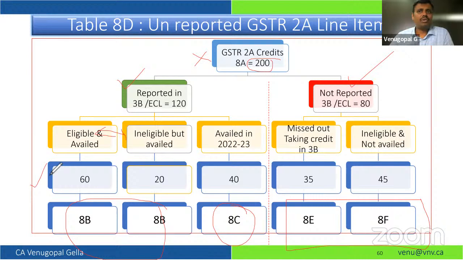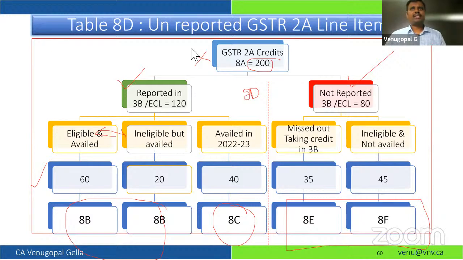You may ask a question: I don't even have a credit in 2A, but I have already reported. What will happen? Then your 8D will become negative. 8D negative indicates that you have availed credits more than what you are eligible for. So this is an important table one should be very much aware of.